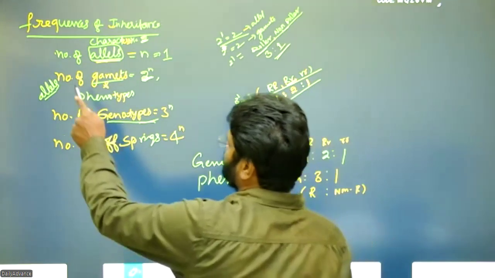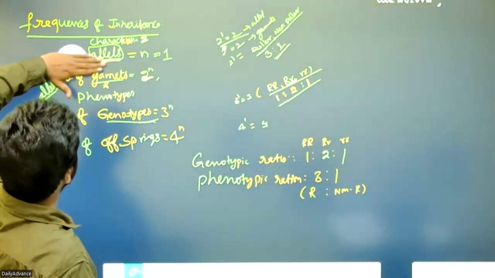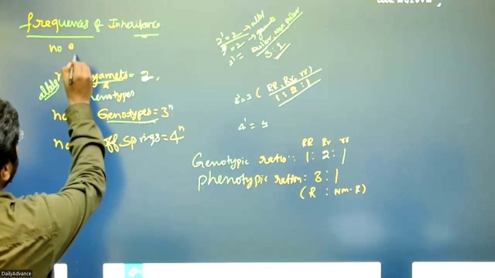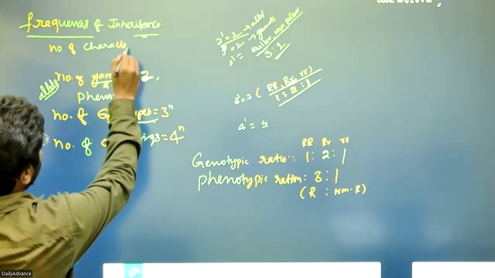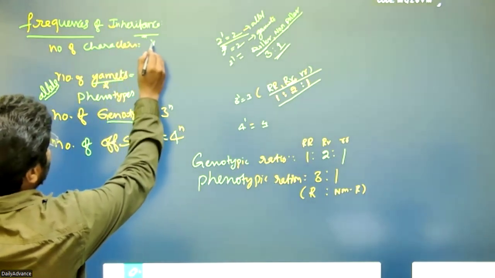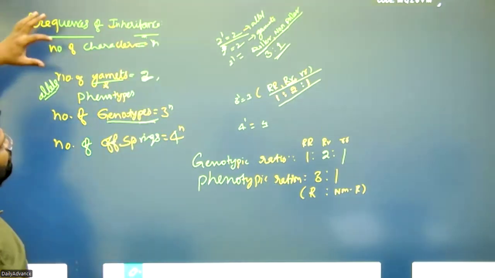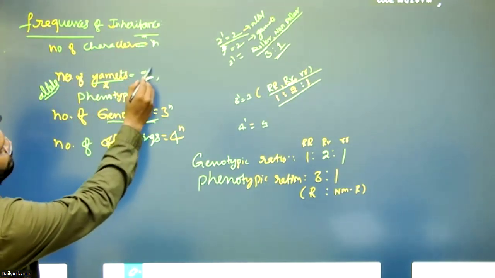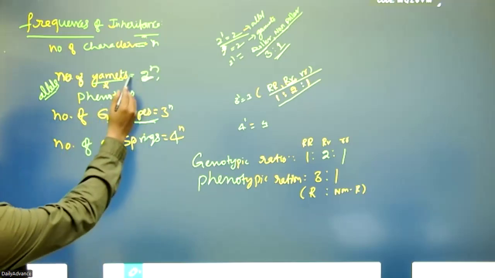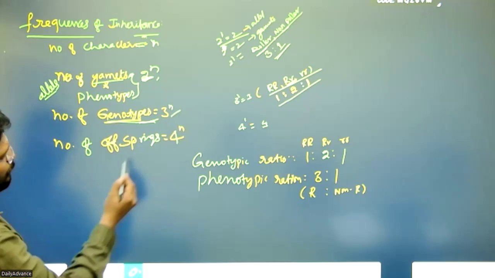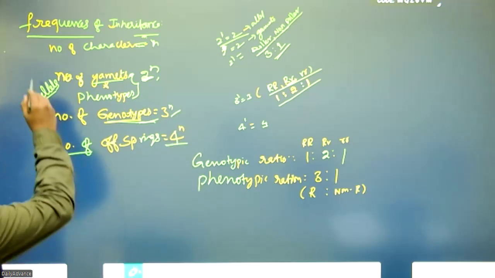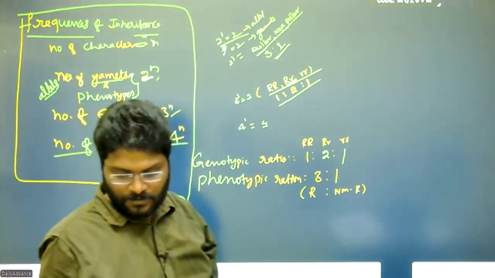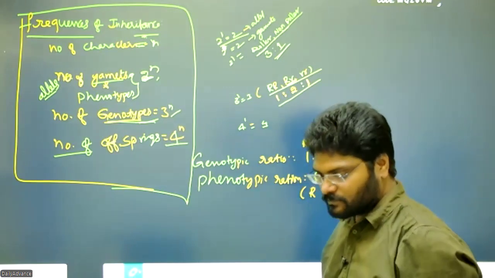Number of alleles you can omit. n is equal to the number of characters in inheritance. When the number of characters is n, the total number of gametes formed is 2 power n. The number of phenotypes is 2 power n, the number of genotypes is 3 power n, and the number of offsprings is 4 power n. So by this formula, we can predict how many children are possible. Understand?